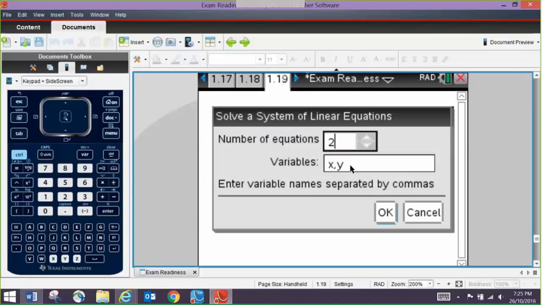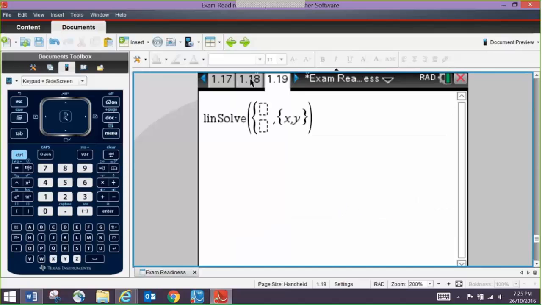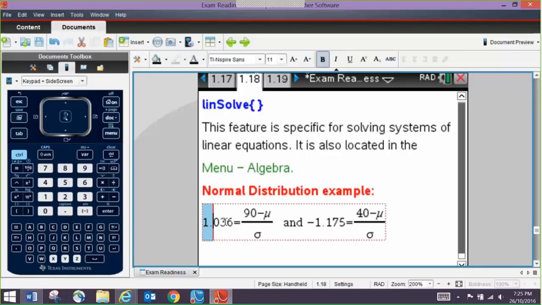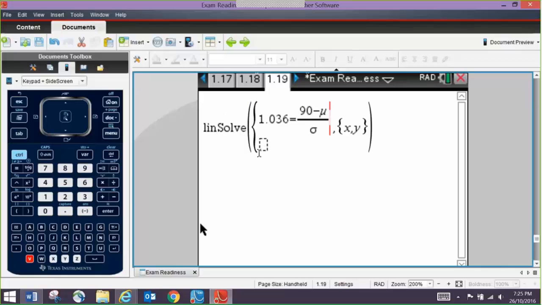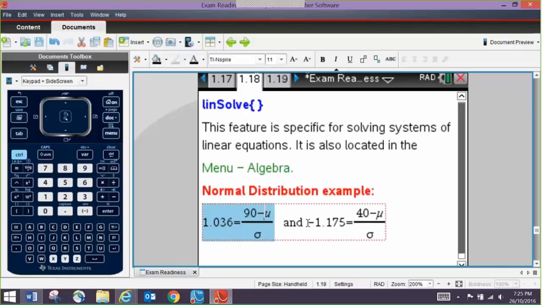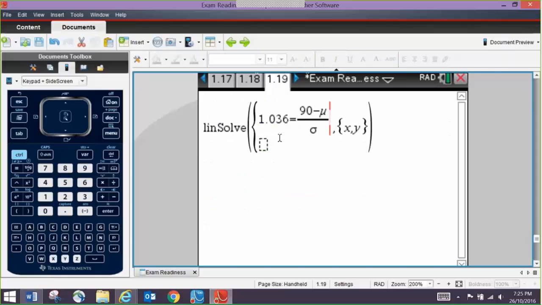I've got two equations. I'll call them x and y, that's fine. And I'm just going to go back and get this one and paste it in. I'll come back and change those to x and y in just a moment and paste that in. That's great.